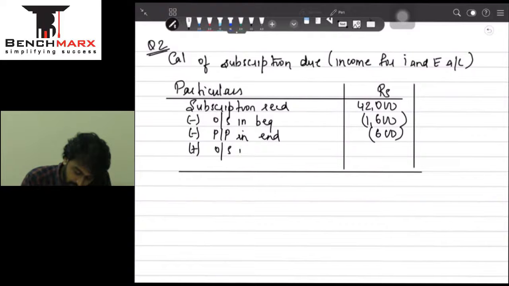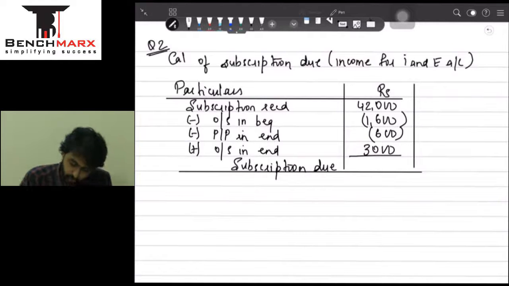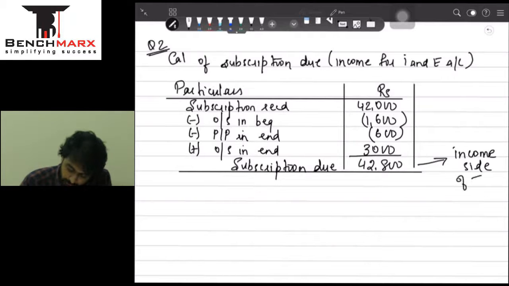Add outstanding in the end 3000. And that is how you are going to get the subscription due. 42,000 plus 3000 is 45,000. 45,000 minus 2,200 is 42,800. This is my income due. This is going to go in the income side of income and expenditure account.